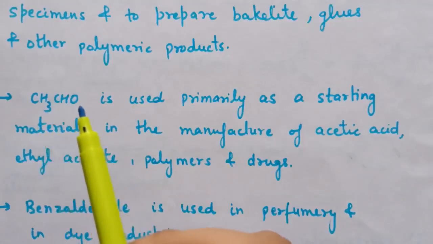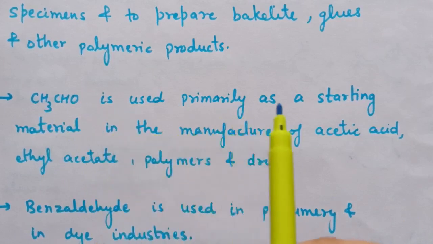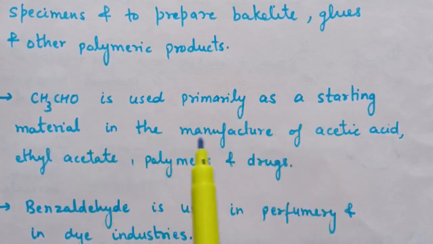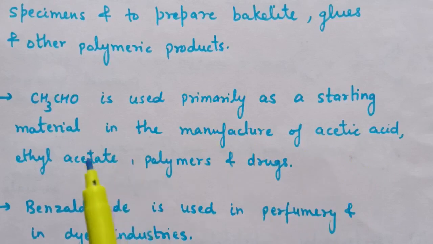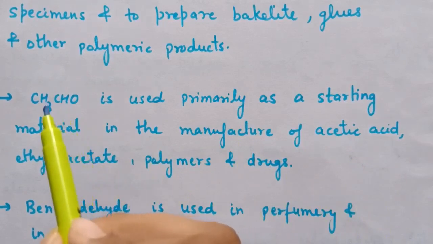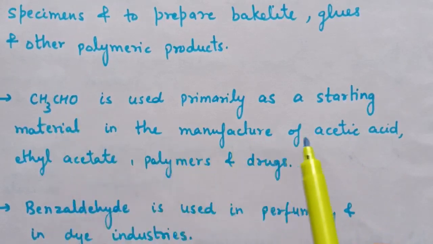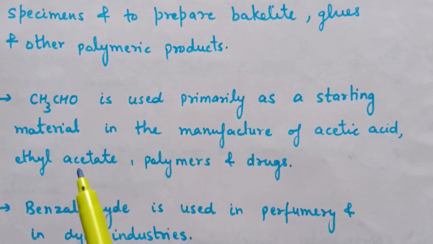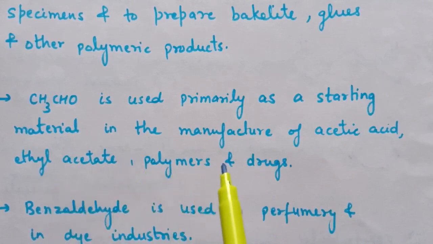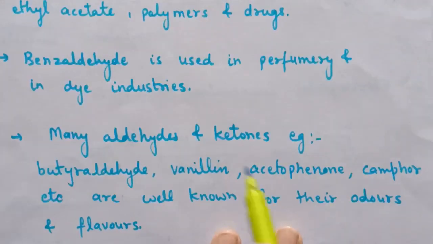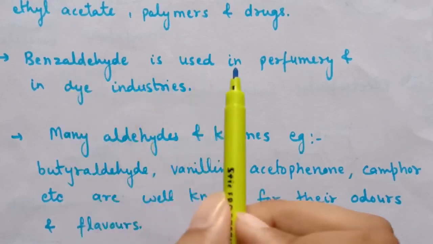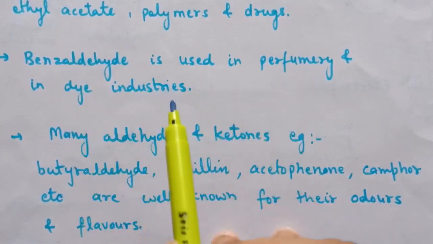CH3CHO, that is acetaldehyde, is used primarily as a starting material in the manufacture of acetic acid, ethyl acetate, polymers and drugs. So this acetaldehyde is used as a starting material in the manufacture of acids, ethyl acetate, polymers and drugs. And benzaldehyde is used in perfumery and in dye industries.